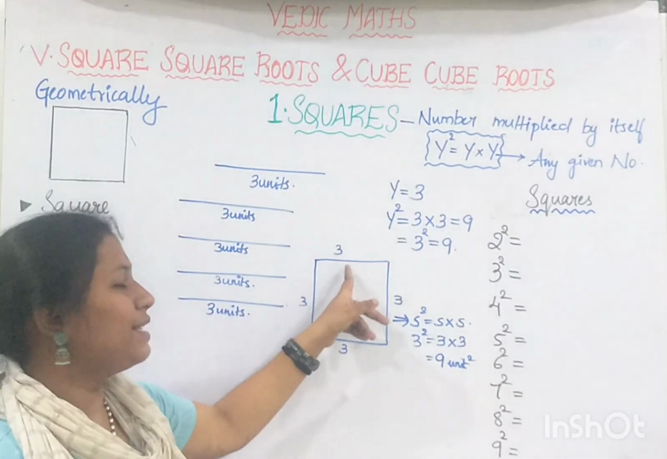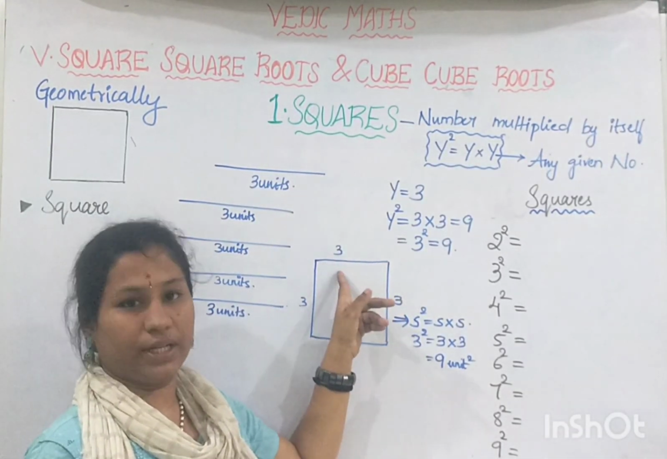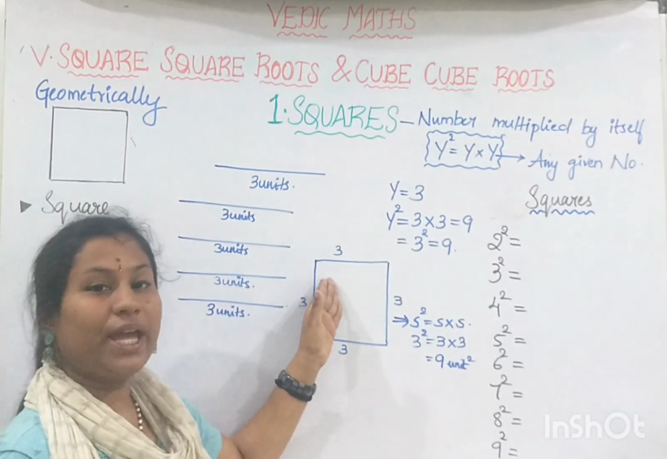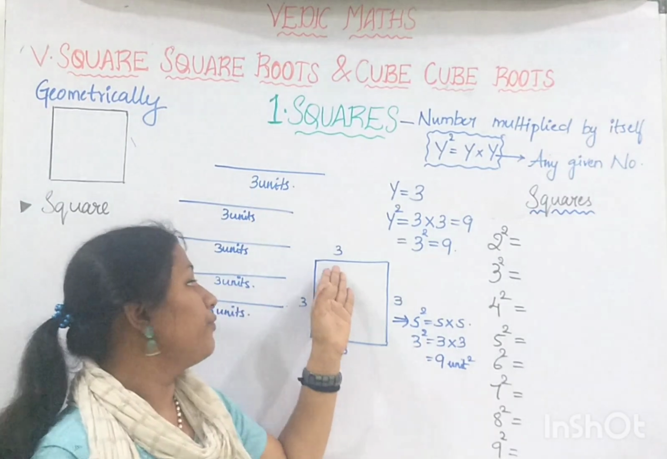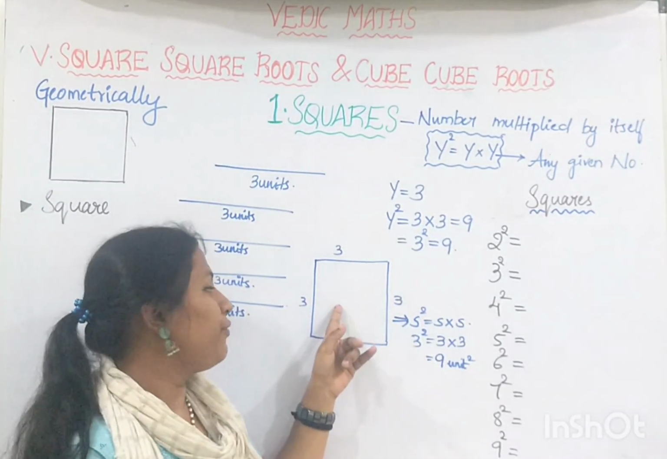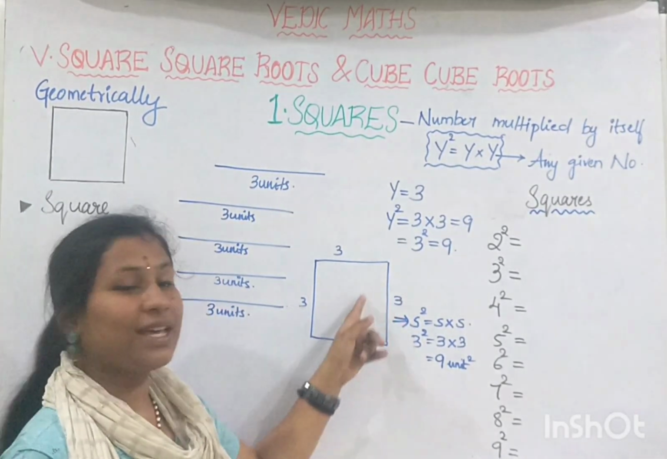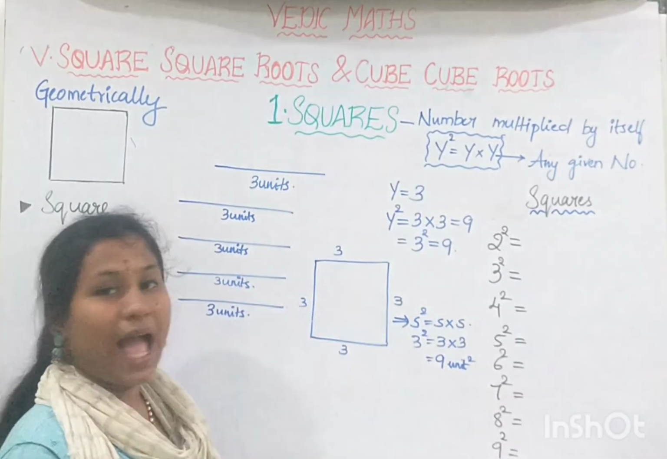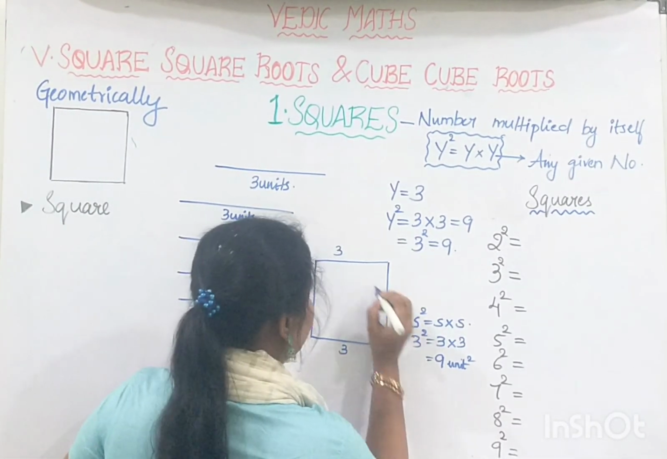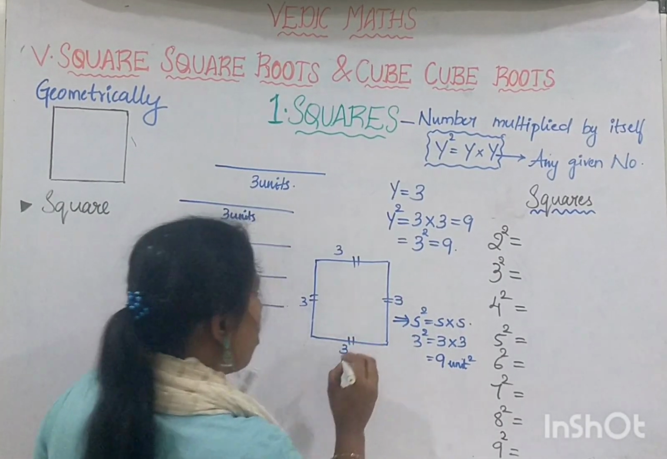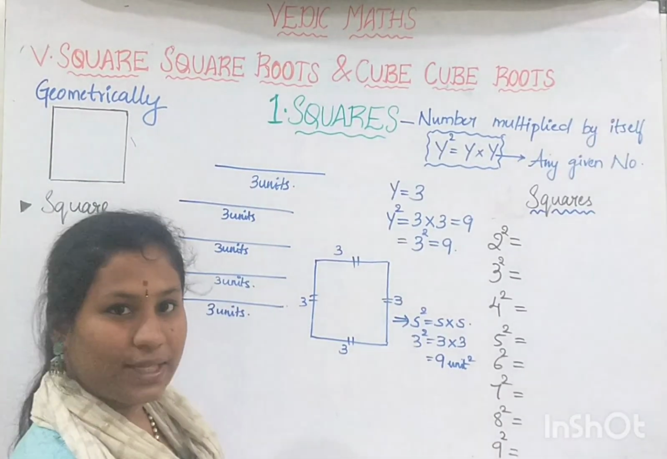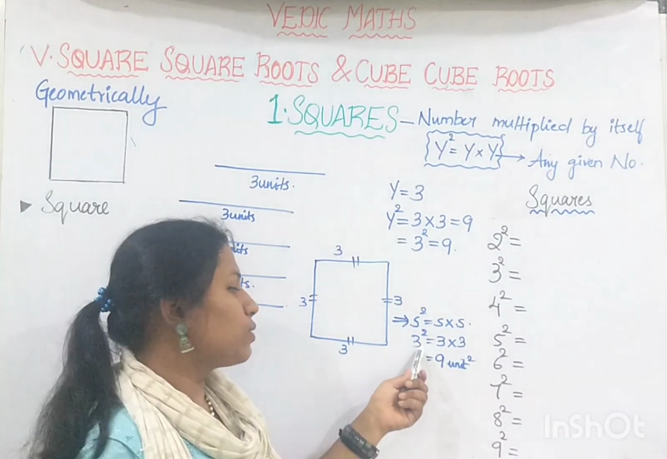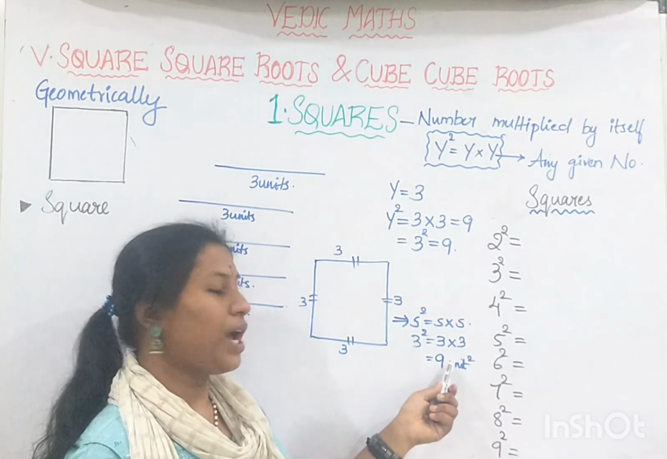Practically, with 4 equal line segments, we can form a square. Here I have taken an example of a line segment of 3 units and joined these 4 line segments into a closed figure, and it formed a square. Here all 4 sides and all 4 angles are equal. So the formula is S square is equal to S into S, and here S is 3. 3 square is equal to 3 into 3, that is equal to 9 units square.